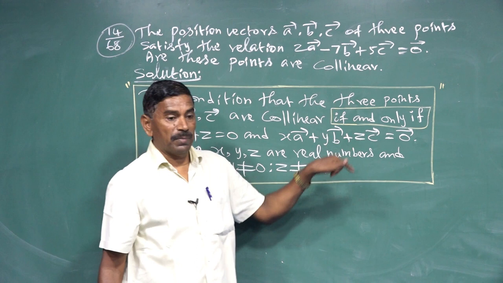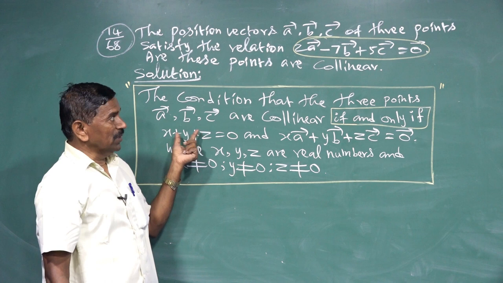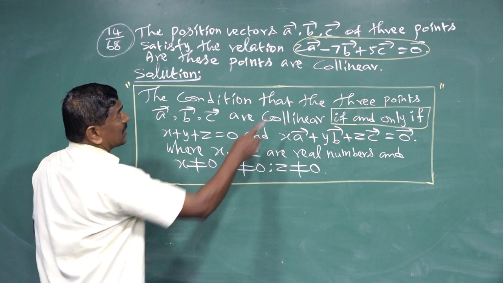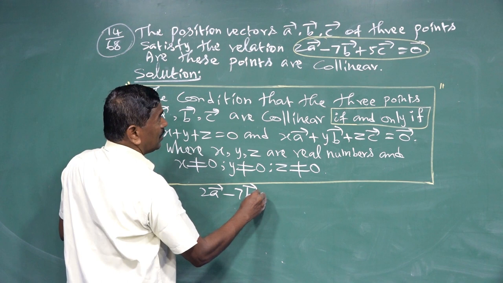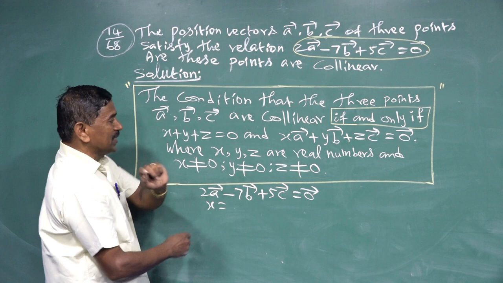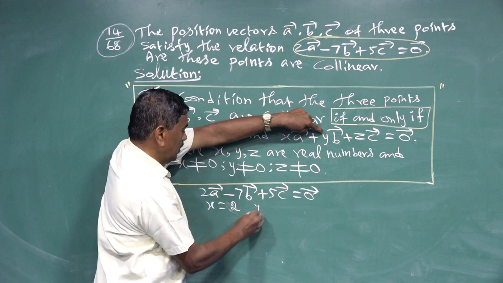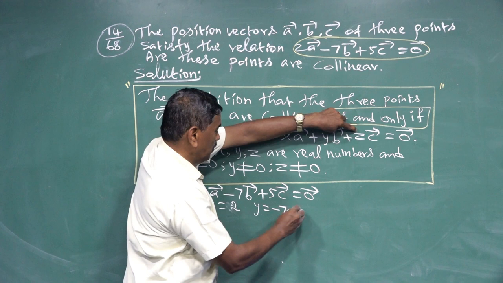Now come to our question. Here, the given question has a given condition. First we want to verify condition 1. First you take the given data. Given data is 2a vector minus 7b vector plus 5c vector equal to 0 vector. Can you tell me x, y, z? Yes, very good. So listen, here x is equal to the a vector coefficient 2, x is equal to 2. Okay, y is equal to minus 7, z is equal to 5.